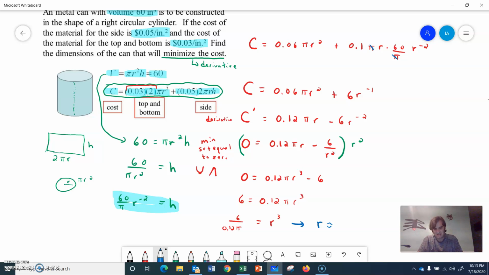So I'll divide that out, and then I'll take the cube root. So I'll take the cube root of what I get. And the answer I get here would be r is approximately 2.52 inches.